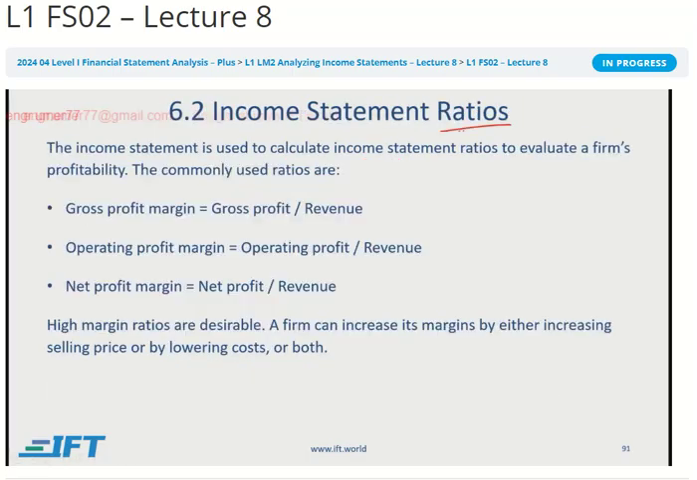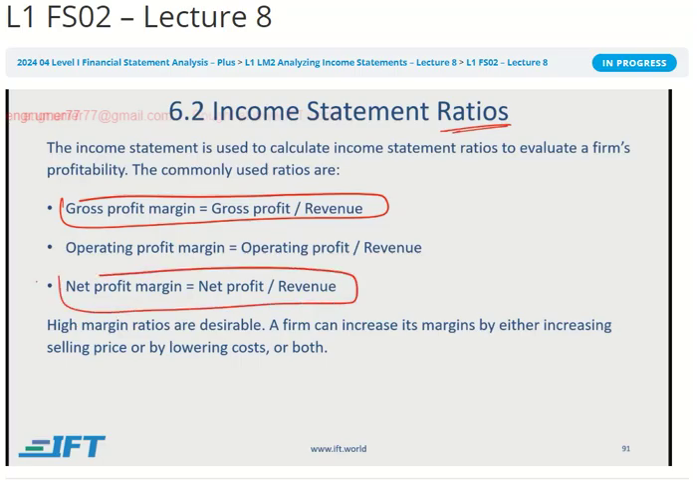The other thing is ratios. We already talked about the gross profit margin, which is gross profit divided by revenue, or the net profit margin, which is net profit divided by revenue, and of course operating profit, which is earnings before interest and tax divided by your revenue, also called operating profit. As an analyst, what are you looking for? Definitely higher margin ratios are more desirable, which means either the selling price is going up or the cost is going down, or both are happening.